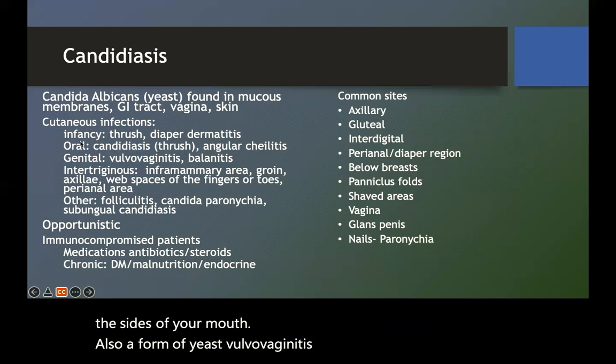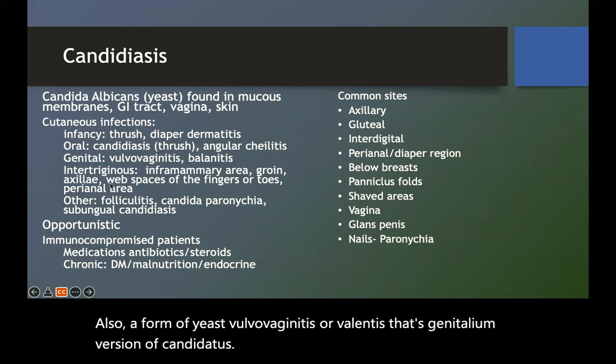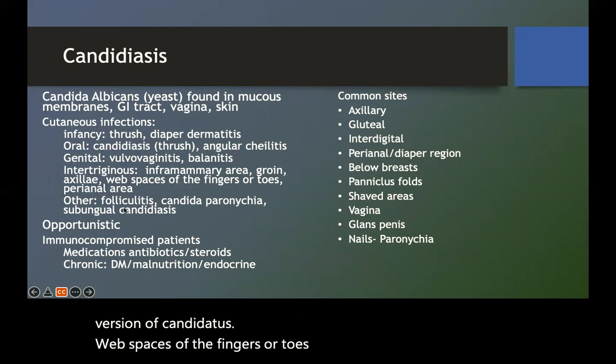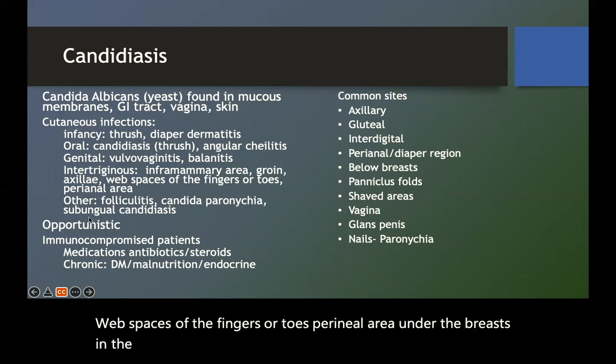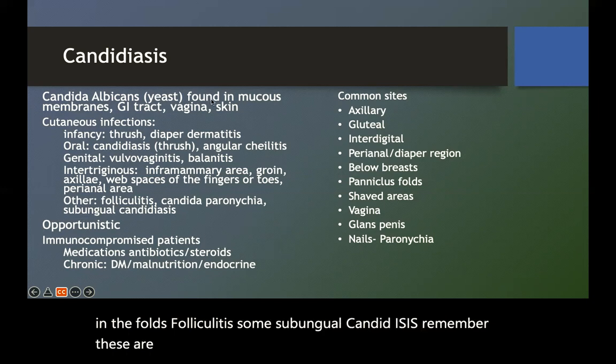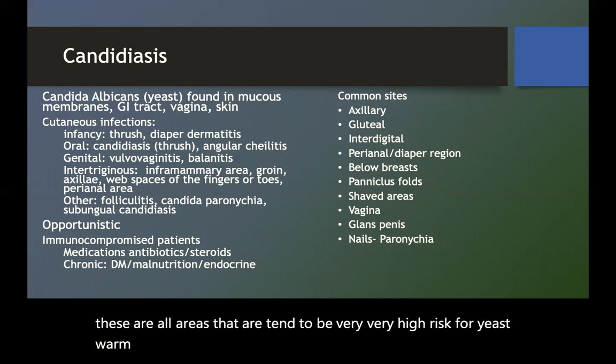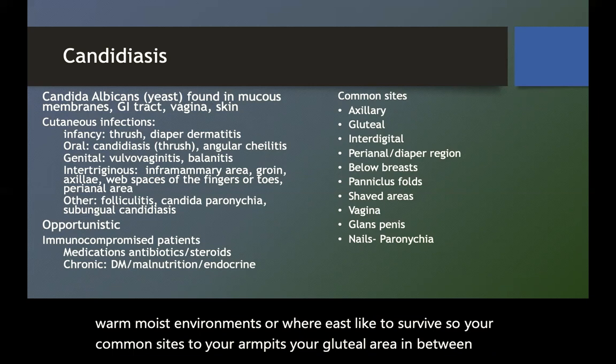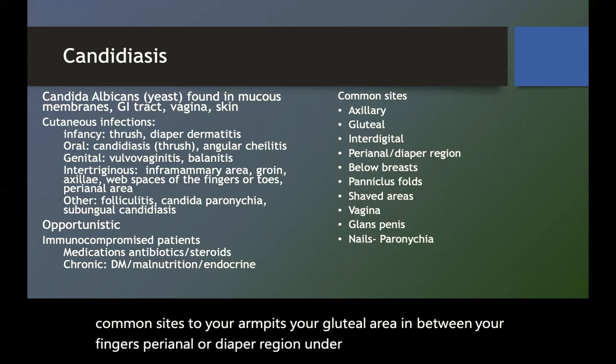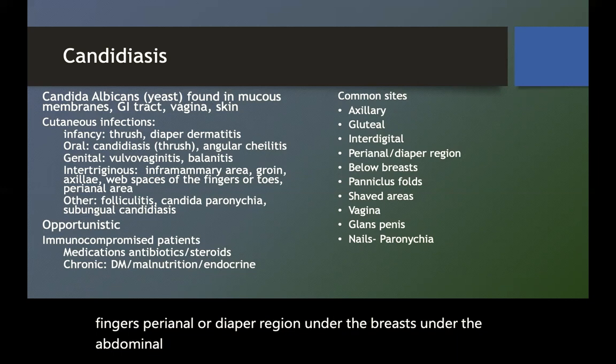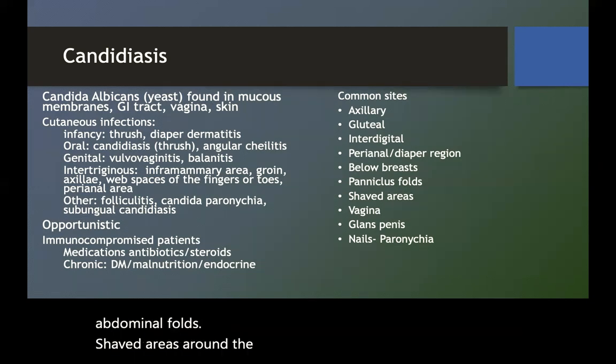Vulvovaginitis or balanitis, that's the genital version of candidiasis. Web spaces of the fingers or toes, perineal area, under the breasts, in the folds, folliculitis, subungual candidiasis. Remember, these are all areas that tend to be very, very high risk for yeast. Warm, moist environments are where yeast like to survive. So your common sites are your armpits, your gluteal area, in between your fingers, perianal or diaper region, under the breasts, under the abdominal folds, shaved areas, around the penis, obviously, the nails and the vagina, all high risk for yeast.